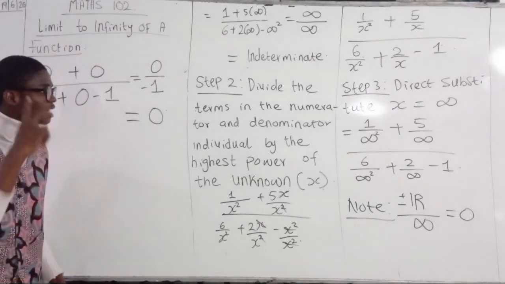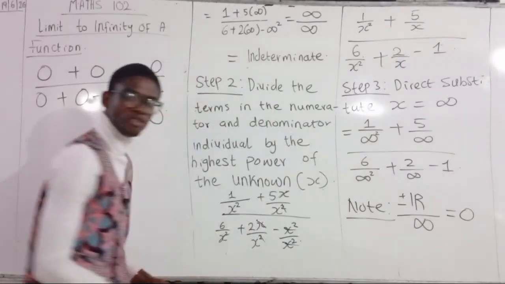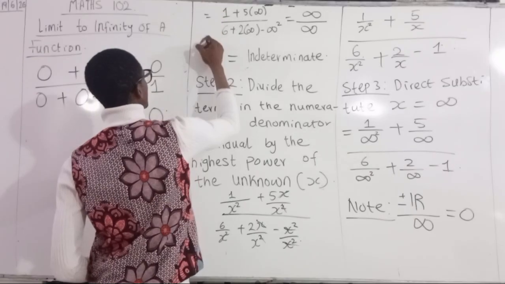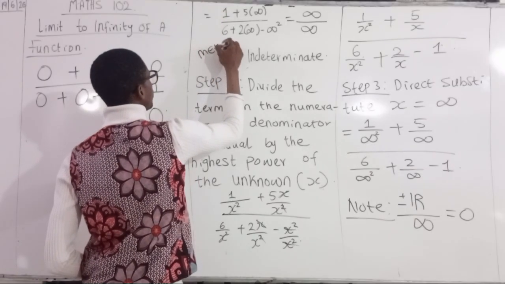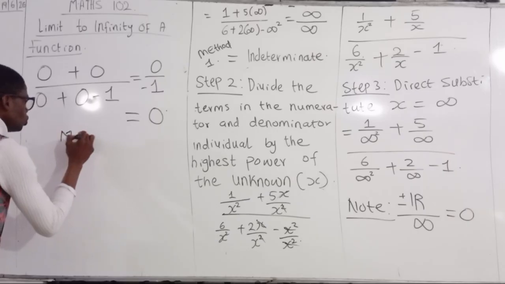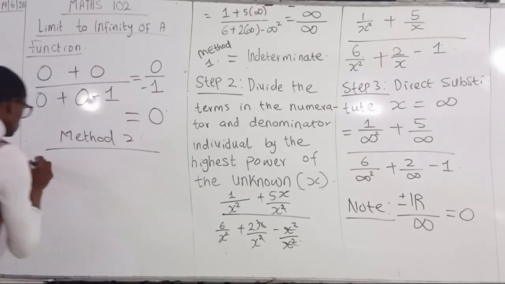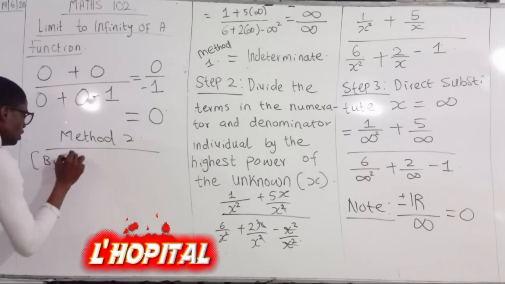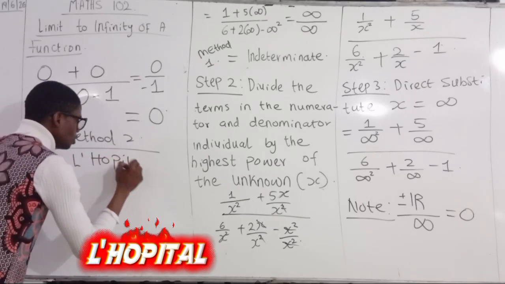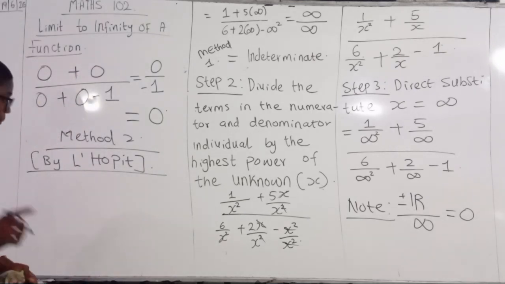Now, I told you there are 2 methods. So this can be called method 1, the first one we solved. So now method 2: the other method for solving this is by L'Hopital. So how do we apply this L'Hopital rule?